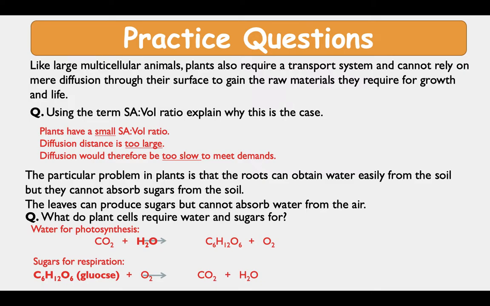It needs sugars for respiration. So you take glucose, add oxygen, and it goes to carbon dioxide and water. So therefore, you use again a 6 in front of the oxygen, the carbon dioxide, and the water in that equation. So that's what they need water and sugars for. They need it for photosynthesis and respiration, and they carry out both of those things.